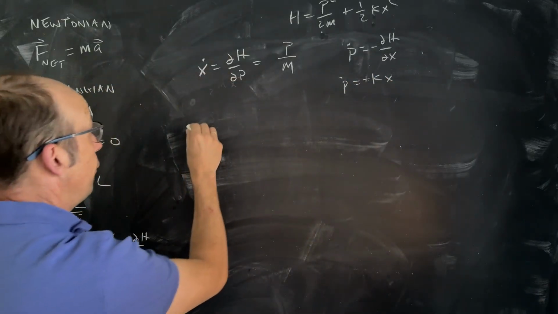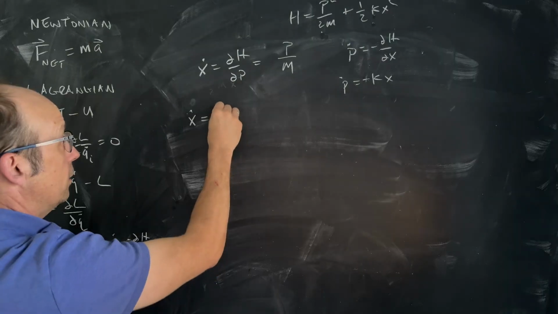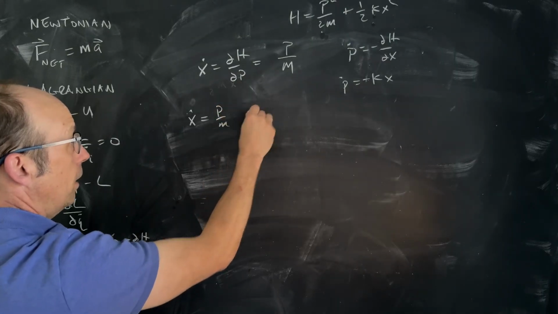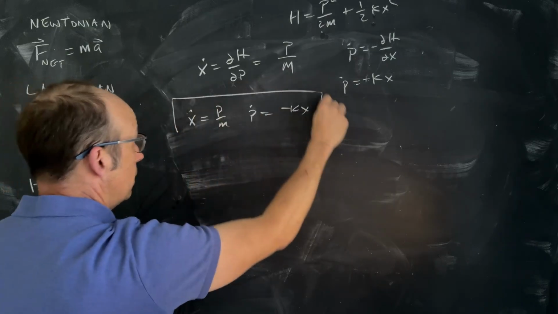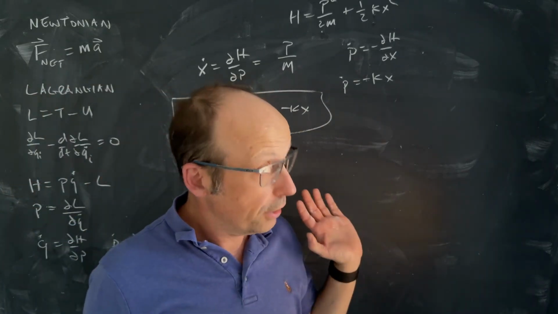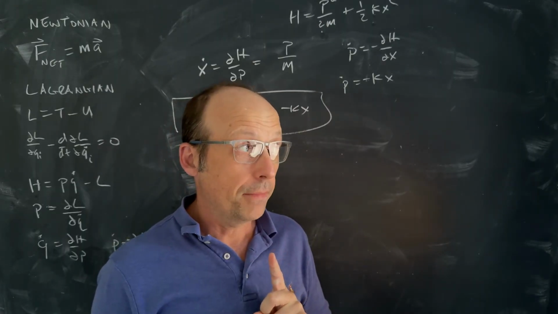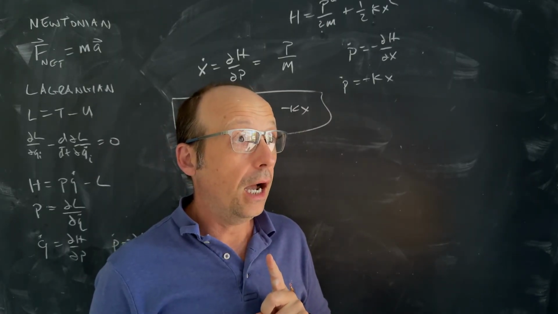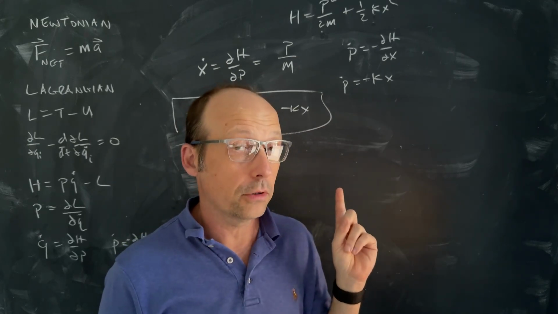So now I have the following equations. I have x dot is p over m. P dot is negative kx. And that's my solution, really. We're going to solve it. Don't worry, we're going to solve it. That is my solution, because I have a differential equation of motion. That's a differential equation of motion.